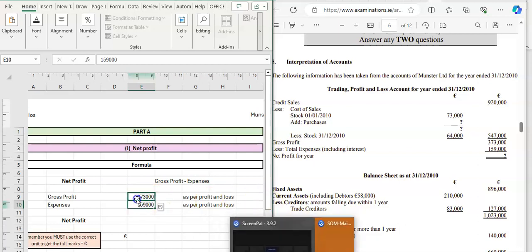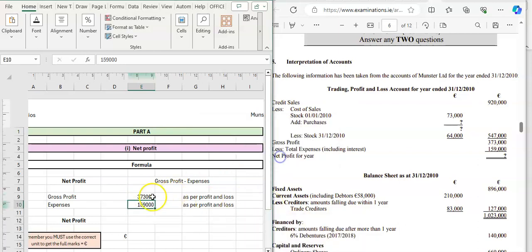So now that we have the figures that we need for this, we're going to put them into our formula. So 373,000, which is our gross profit, take away our expenses, which is 159,000. So 373 minus 159. So your net profit is 214,000.